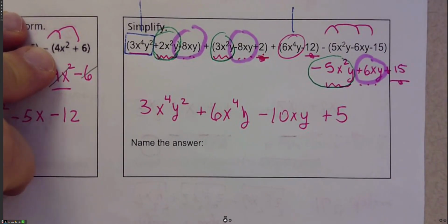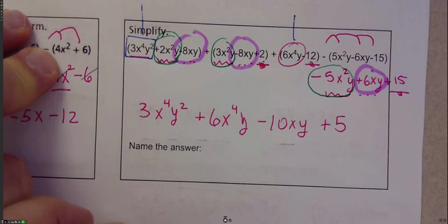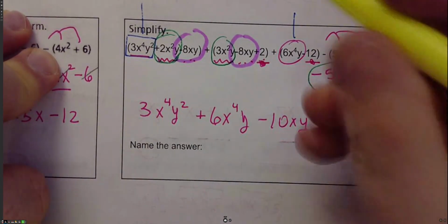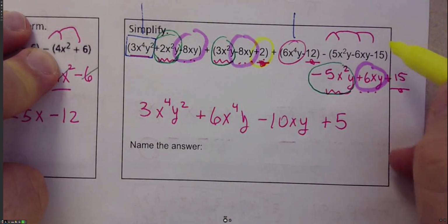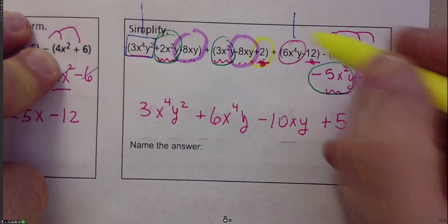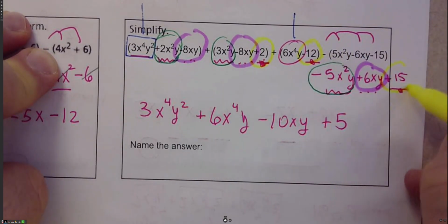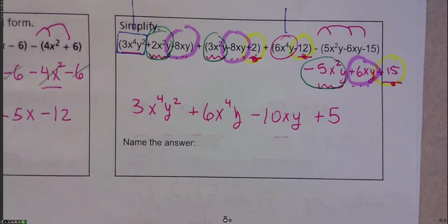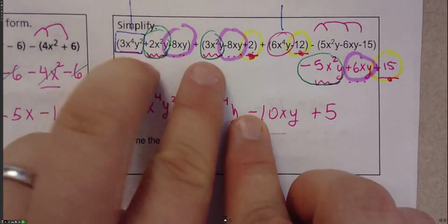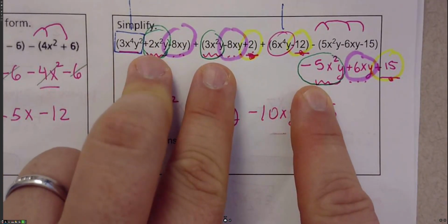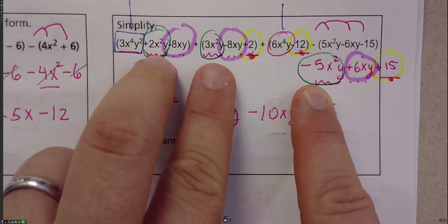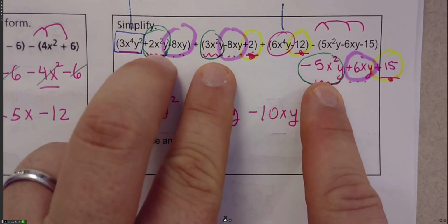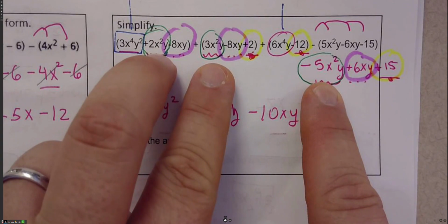And then finally, just my numbers, which was this one, and this one, and this one. Which color? Green. So my green ones were 1, 2, 3, right? A 2 plus a 3 minus 5 is 0. It's just gone.